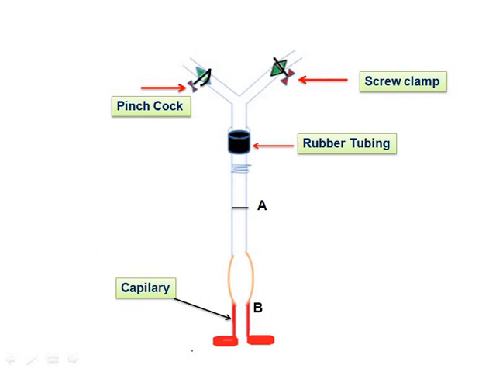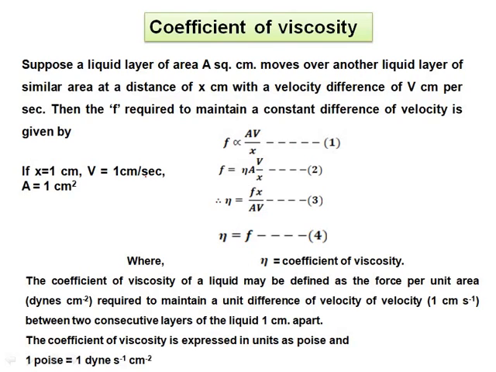So this is a diagram of the stalagmometer, and the stalagmometer is mainly used to measure surface tension by the drop number method. Right? The next point we are going to discuss is the coefficient of viscosity.